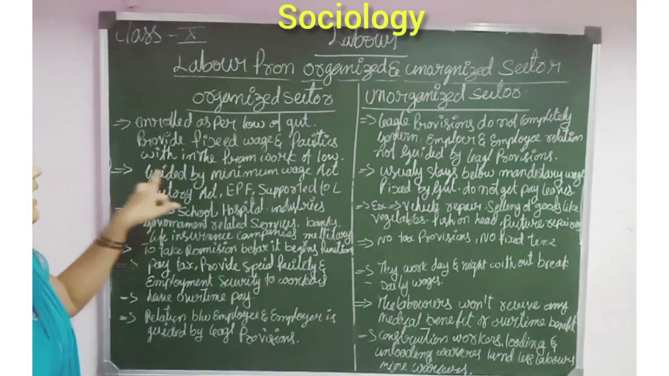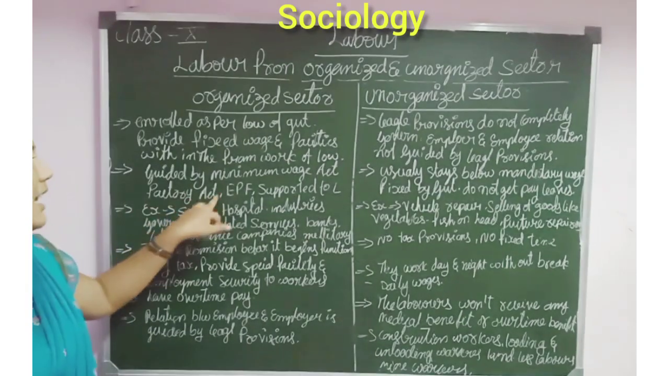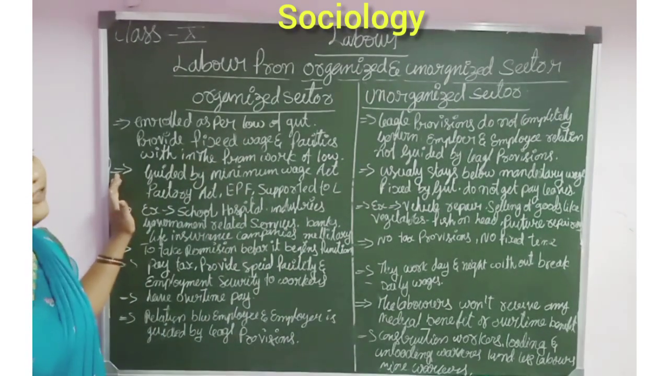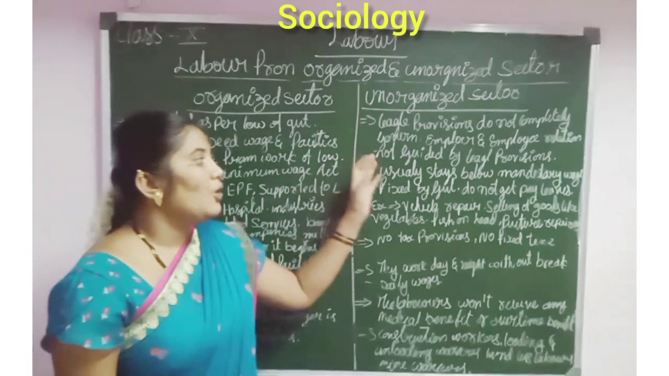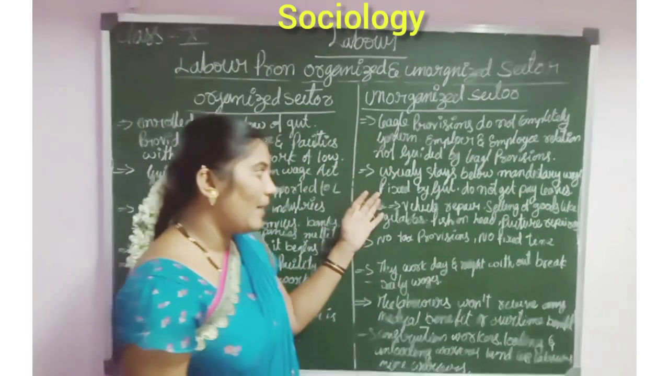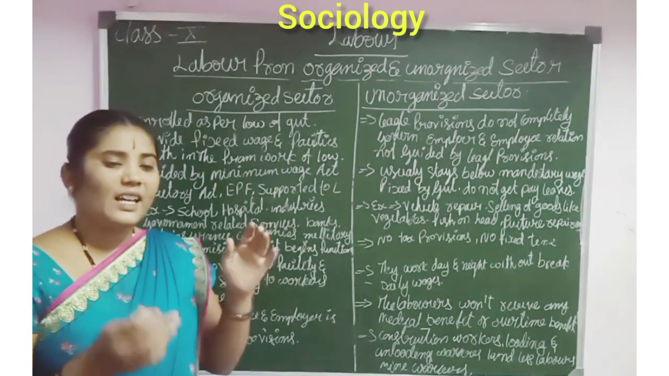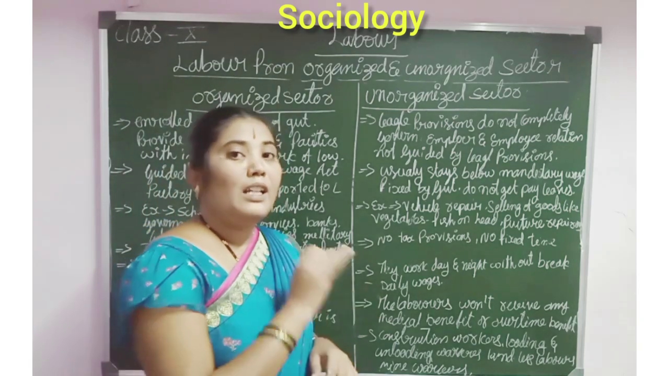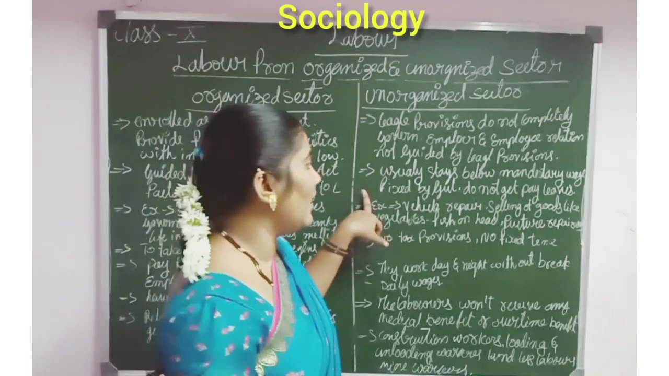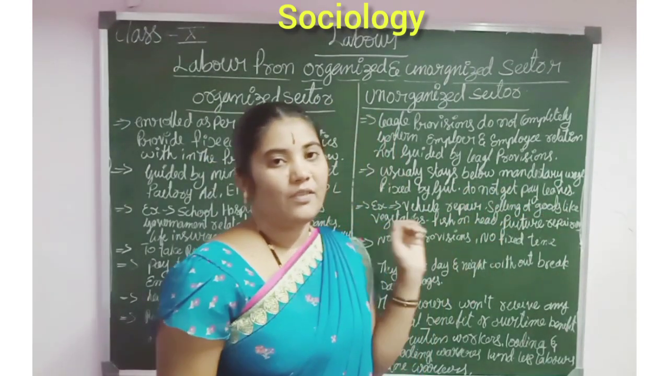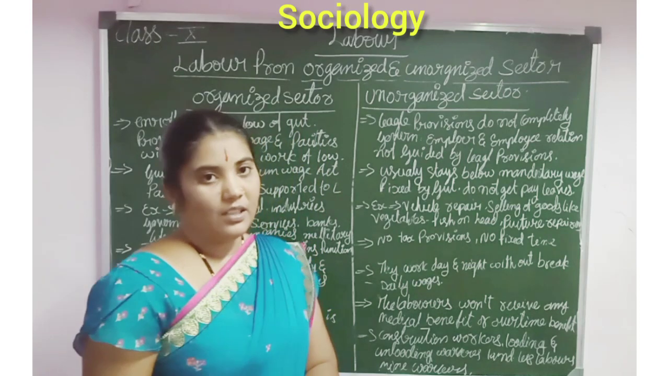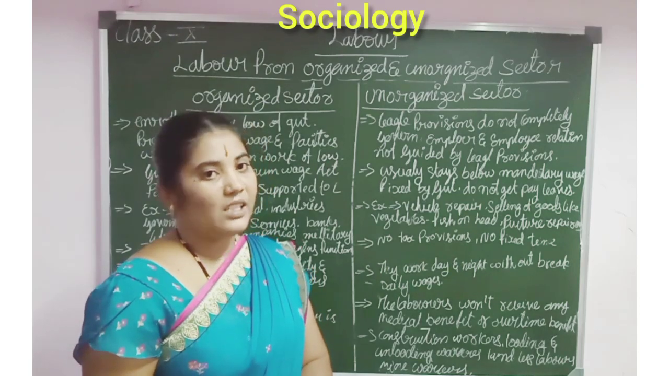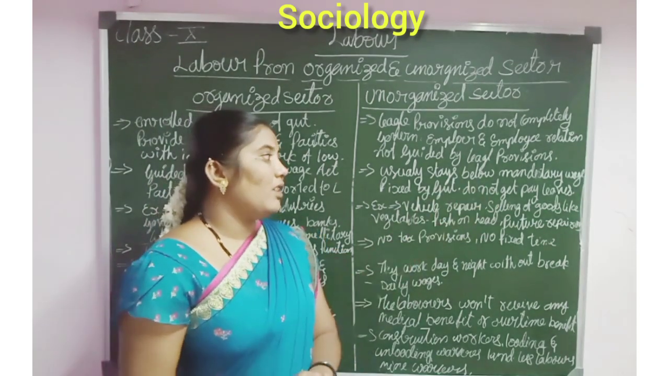The second difference: the organized sector is guided by the Minimum Wage Act and the Factory Act, and EPF is provided to the laborers. What is it? They have the Minimum Wage Act, afterwards EPF and the Factory Act. But here, wages usually stay below the mandatory wages fixed by the government. They are getting very low. Whatever mandatory wage the government has fixed, they are getting very low. They do not get paid leaves. Those people do not have facilities like EPF, the Factory Act, and paid leaves.